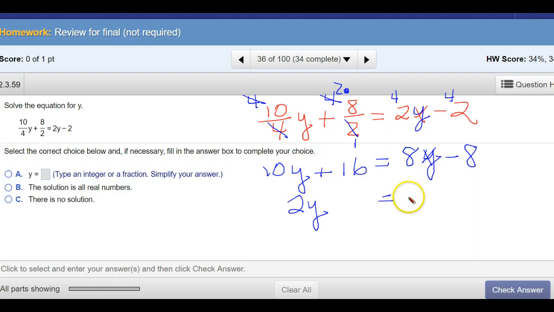Now we bring this from this side, it becomes a negative 16. So this gives us a negative 24 here. Then we divide both sides by 2. We get y equals negative 12.